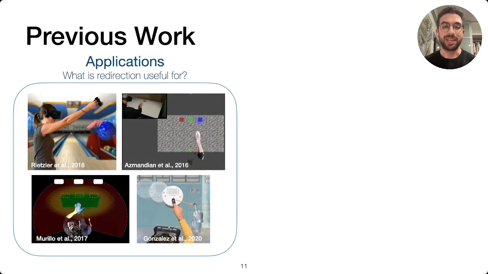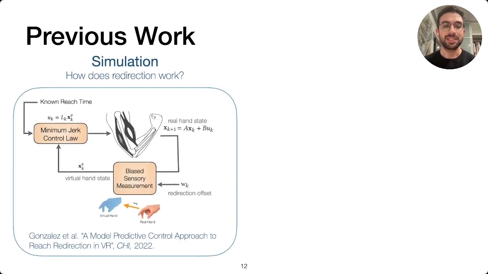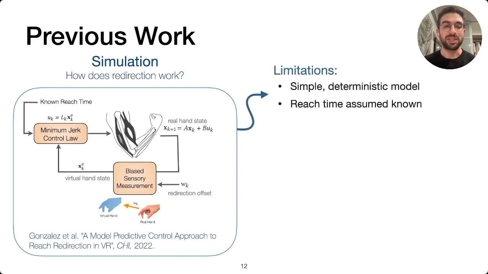Previous redirection research has mostly focused on exploring applications like the ones we saw before, as well as evaluating how it impacts user experience, things like perceptibility, task performance, and comfort. These provide important guidance for how redirection can be used effectively to enable new experiences, but don't emphasize the sensorimotor remapping underlying the whole process. Last year, we published work that began to look at this, which involved a simple sensorimotor model of redirection. Because this model was used in a real-time framework, though, it was optimized for simplicity.